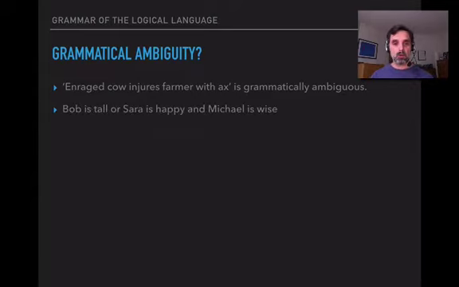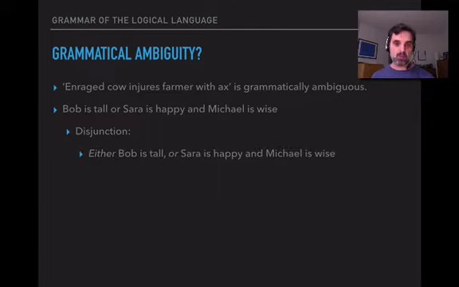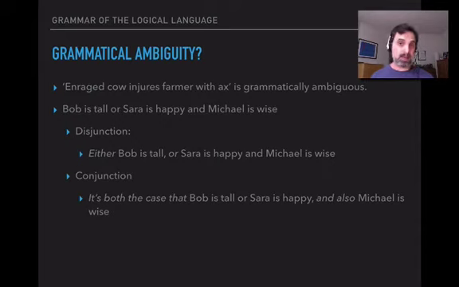Well, now look at this sentence. "Bob is tall, or Sarah is happy, and Michael is wise." This sentence is also ambiguous. It could be a disjunction, like this: either Bob is tall, or Sarah is happy and Michael is wise. Or instead, it could be a conjunction: it's both the case that, on the one hand, Bob is tall or Sarah is happy, and also, Michael is wise.